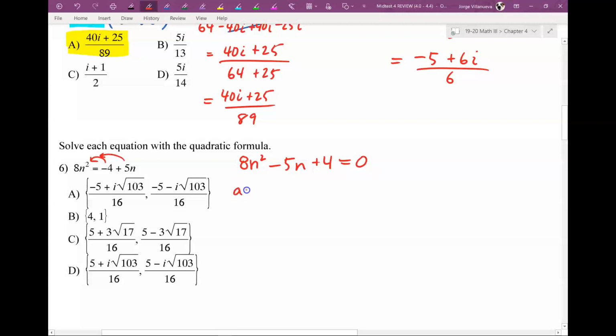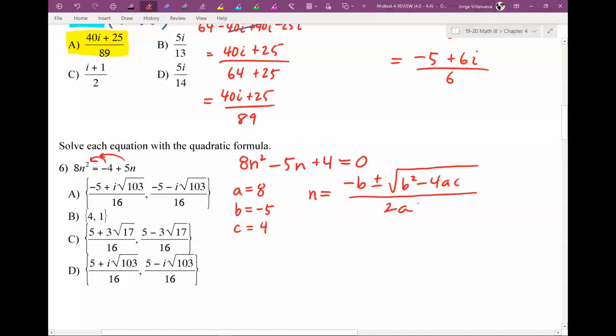So that means that a is equal to 8, b is equal to negative 5, and c is equal to 4. My formula normally says x equals, but I'm going to write n equals, because that's my variable. n equals negative b plus or minus the square root of b squared minus 4ac over 2a. That's a good equation to write down in your notes in case you don't know it by memory. So negative b, that's a positive 5, because b is already negative. If we make a negative again, it becomes positive.